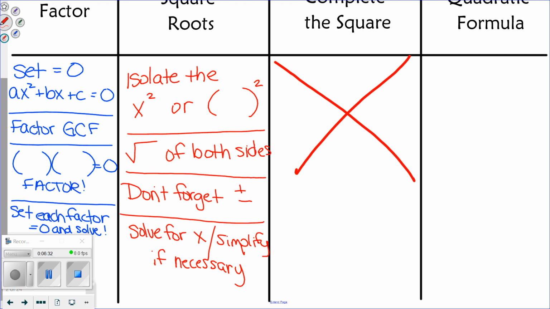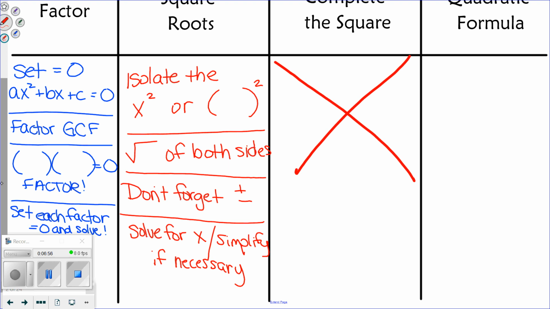Doesn't seem so bad though, right? Get the squared thing by itself, take the square root, simplify, solve for x. Yeah, it's not so bad. I would say as far as methods for solving, that one's probably the easiest because there's not a lot of steps to it. The only bad thing is a lot of problems don't actually fall into this category.